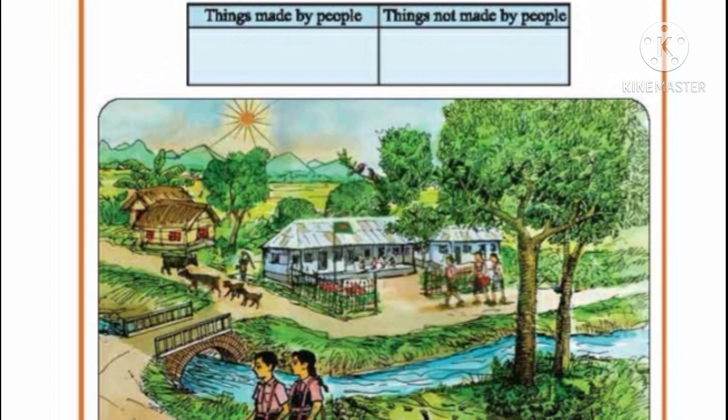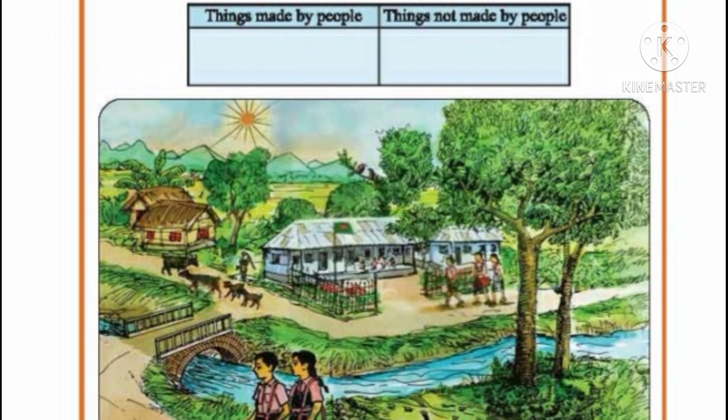But before completing the table, we need to observe the picture carefully. So dear students, look at this picture very carefully. You can see here different types of elements of our environment. Some of them are living and some of them are non-living elements. Some of them are made by people and some of them are not made by people. So let's start. We need to divide these elements into 2 parts.